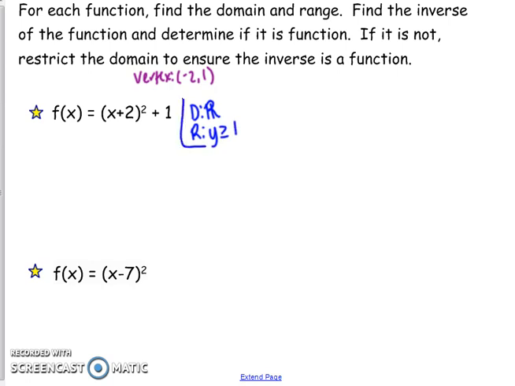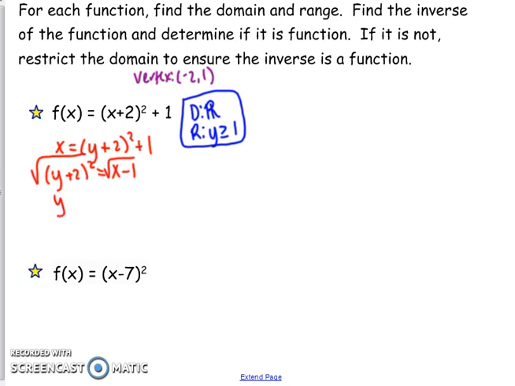So this is my original. So now we want to find the inverse. So just like what we did before, we're going to switch the x's and the y's. So instead of f of x, which is really a y, I'm going to make that x, and I'm going to change this x to a y. Okay, so I want to subtract the 1. So again, I'm just going to flip the order of this. So when I subtract the 1, I have x minus 1, and then I'm going to take the square root of each side. So now I have y plus 2 equals plus or minus radical x minus 1.